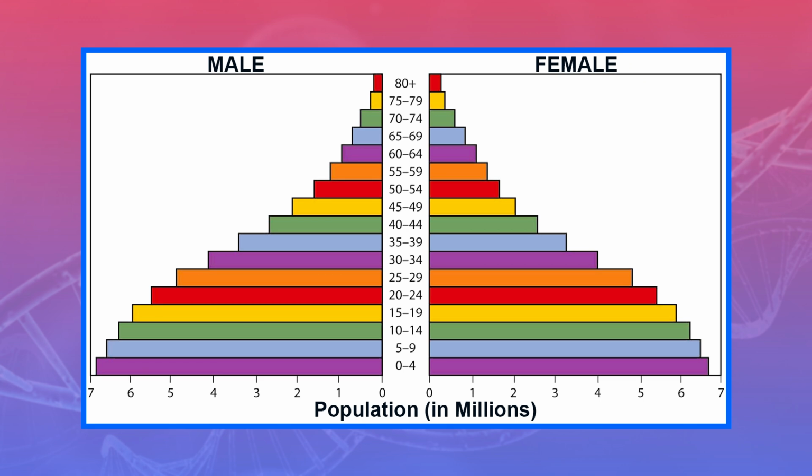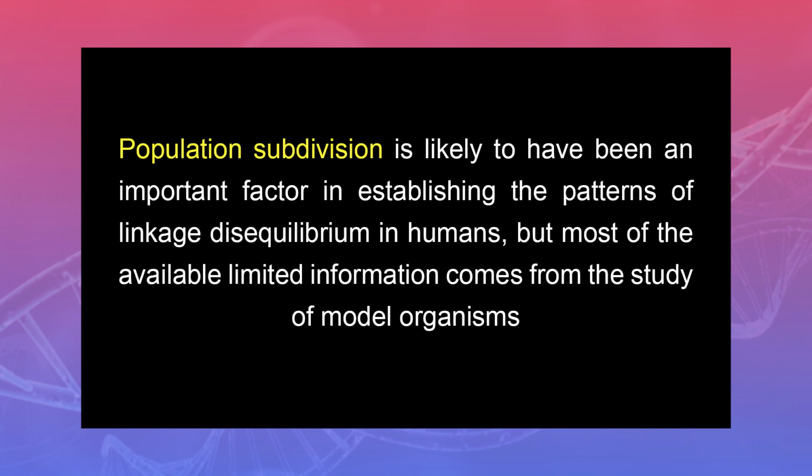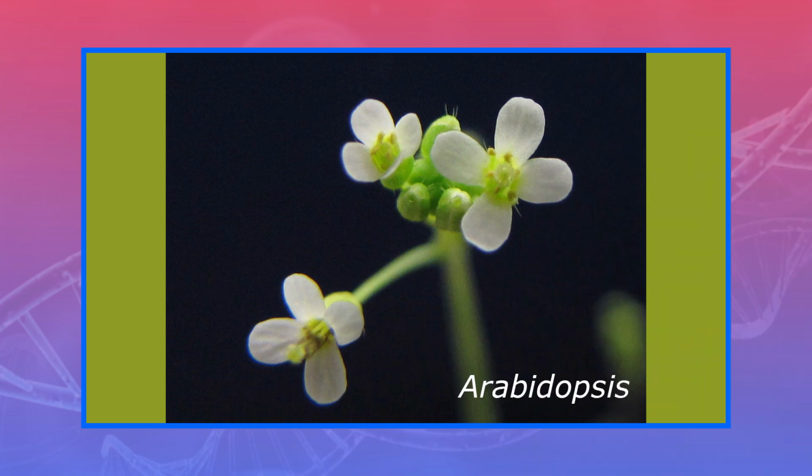Another one is the population structure. Various aspects of population structure are thought to influence linkage disequilibrium. Population subdivision is likely to have been an important factor in establishing the patterns of linkage disequilibrium in humans. But most of the available limited information comes from the study of model organisms. An interesting recent study of Arabidopsis indicated that extreme inbreeding can produce high levels of linkage disequilibrium without a substantial reduction in levels of variation. This neglected area would benefit from intensified study in humans.